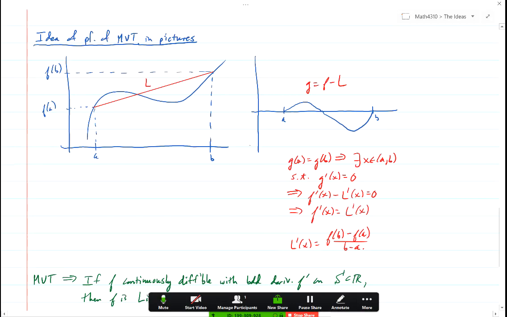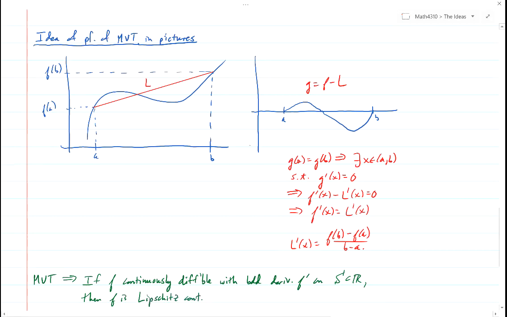And then what does that mean? That means that there's some point where g prime is equal to 0. Well, g prime is equal to f prime minus L prime by properties of derivatives that you would prove if you were going through this material very carefully. Well, f prime minus L prime being 0 means that f prime is equal to L prime at this x value. Well, what's L prime?